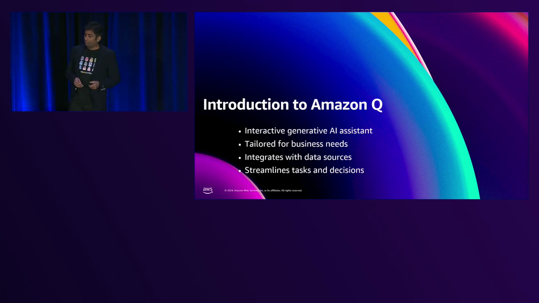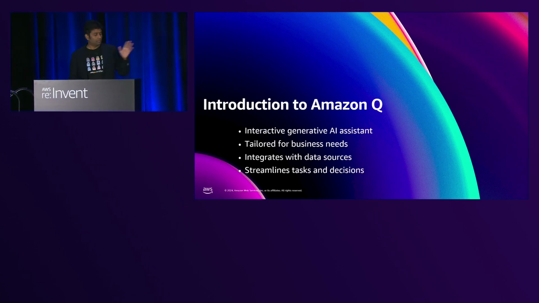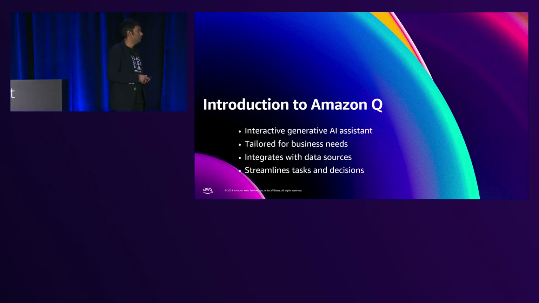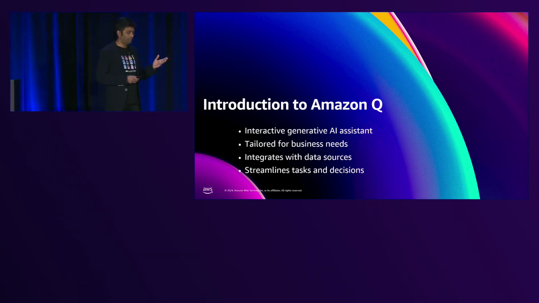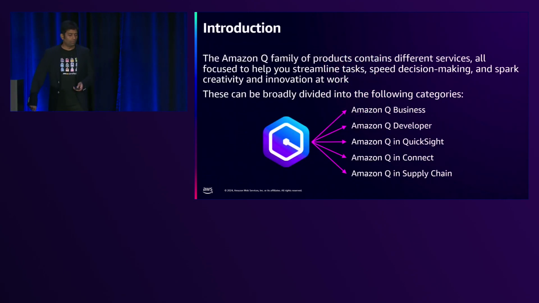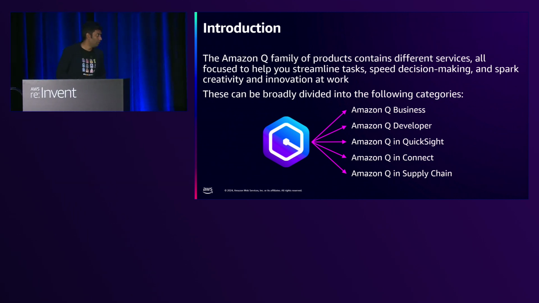So we will start off with an interactive GenAI assistant, that is Amazon Q. We will first of all look into the Amazon Q family of different services which are tailored for business needs and integrate with different data sources, right? It's a GenAI powered assistant where you can see Amazon Q practically in Amazon Q for Business for building your business application. Specifically, you have Amazon Q for Developer, that's specifically for your development activities.